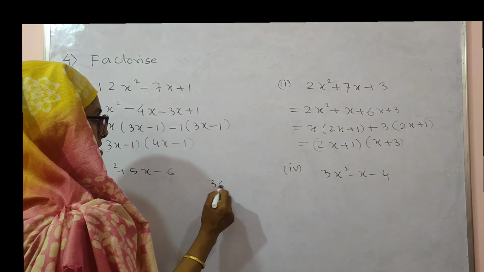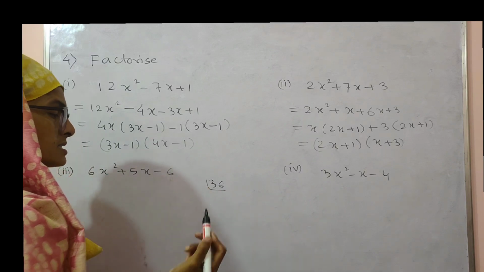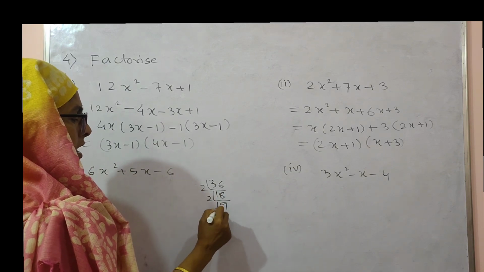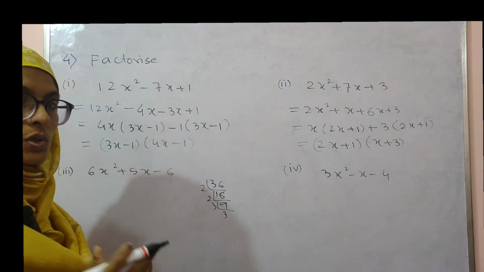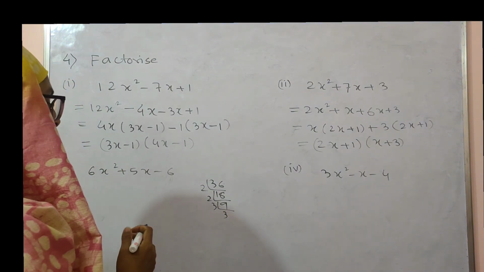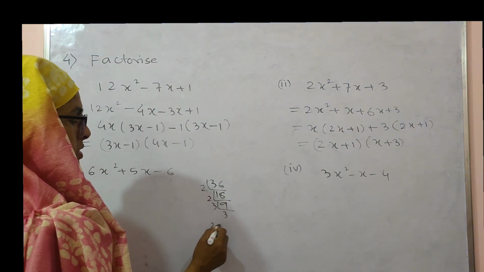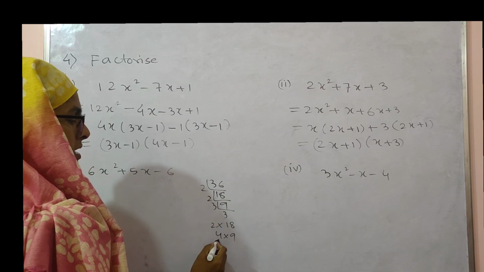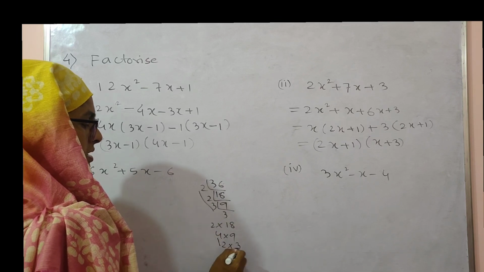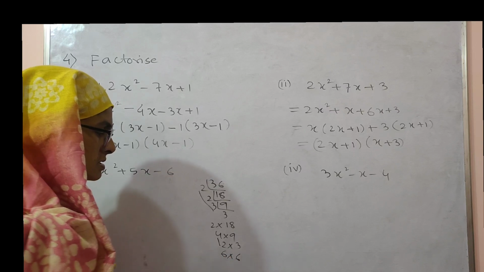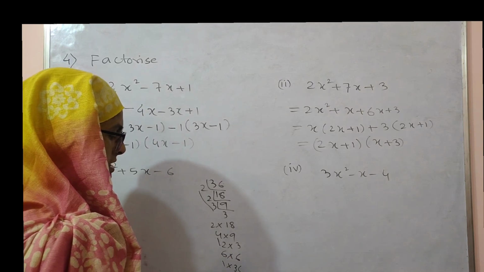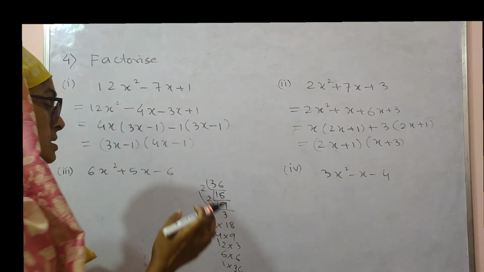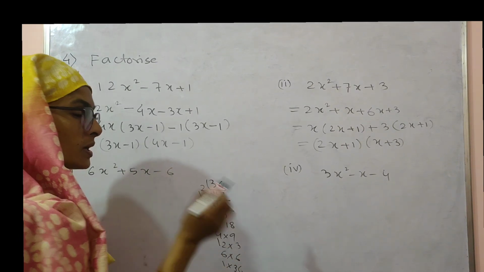Number 3: 6 into 6, you will get 36. If you factorize 36, you will get 2 into 18, 2 into 9, 3 into 3. So you have to write multiplication of two numbers. Here you can write 2 into 18, or 4 into 9, or 12 into 3, or 6 into 6, or 1 into 36. You can write in this way.